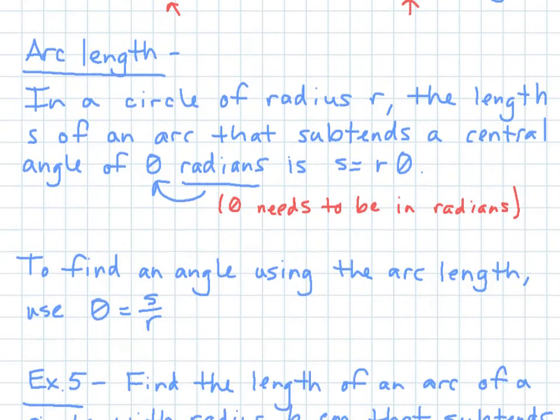Two things we'll talk about in this video are arc length and area of a circular sector. Arc length: in a circle of radius r, the length S of an arc that subtends a central angle, or is connected to a central angle, of theta radians is S equals r times theta.